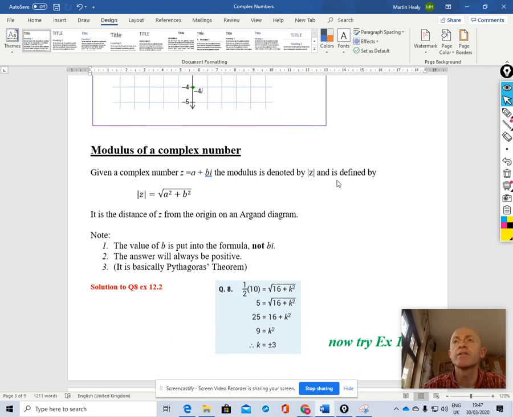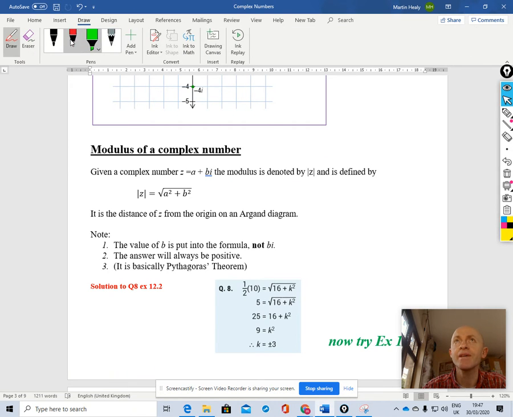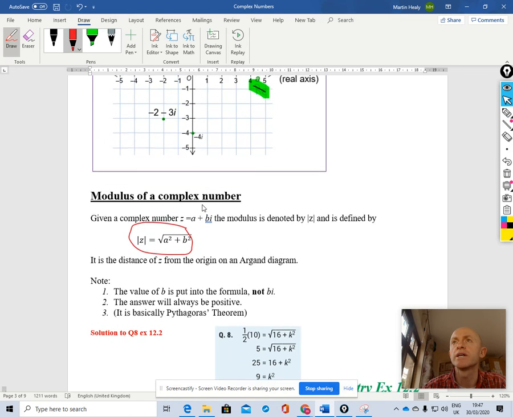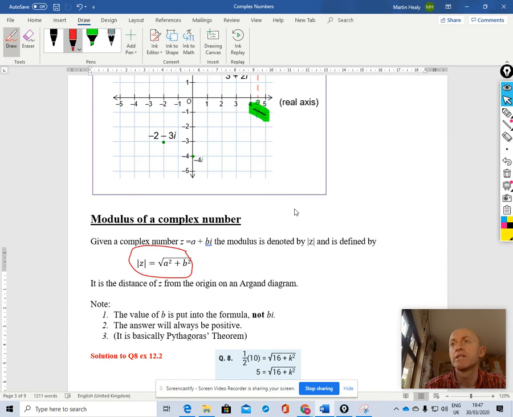And then the next thing you meet in this exercise is the modulus of a complex number. Now with the formula, it's important to realize that you don't put bi into the formula, you put only the value for b in. So let's say 3 plus 2i. The modulus: a is equal to 3, that's 3 squared. b is equal to 2, that's 2 squared. So you get 3 squared plus 2 squared, that's 9 plus 4. The modulus of that complex number is the square root of 13.